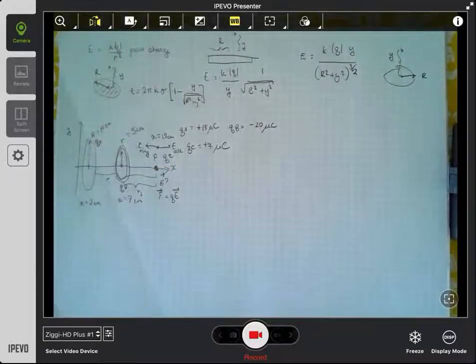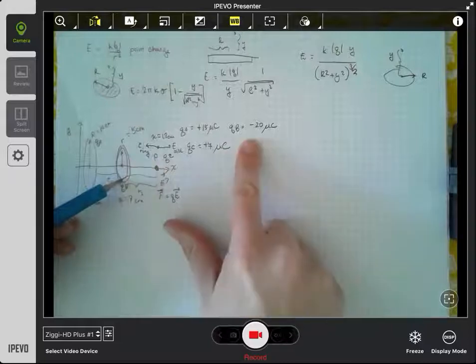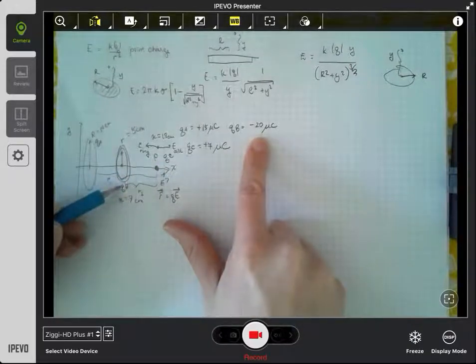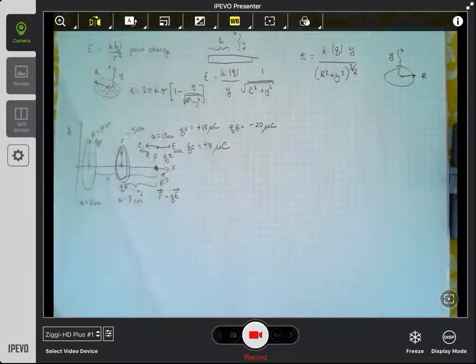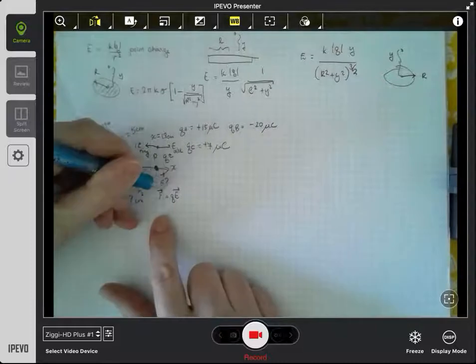Wait, how did you know that the ring is negative? I defined that over here. It's got some QB on it, and I said, let's call that negative. Oh, okay, thank you. Feel free to interrupt at any point if I'm being confusing.